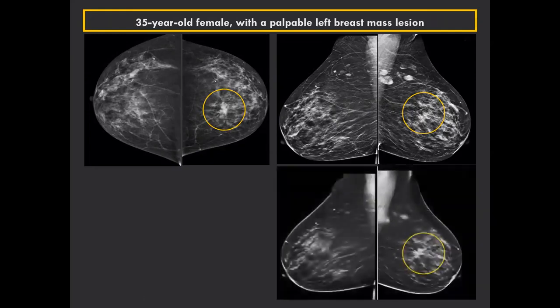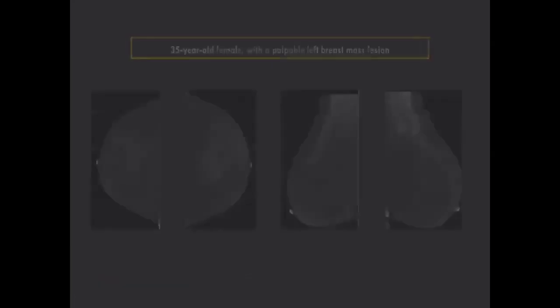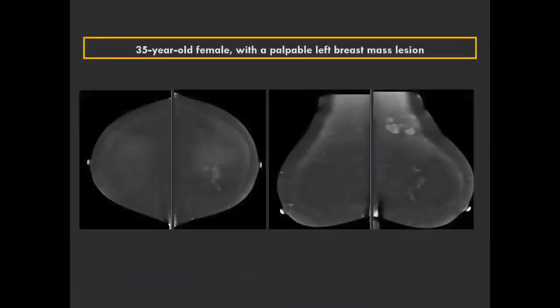And this was her tomosynthesis image, and you can see the difference between the mammogram and the tomosynthesis. The lesion is better seen with a spiculated outline, and we can easily say that this is a malignant mass lesion. Unfortunately, while performing an ultrasound examination, we saw this tiny lesion in the right retroareolar region. Going back to her mammogram and the tomosynthesis, we were not sure where this lesion was. And so we had to perform contrast mammography.